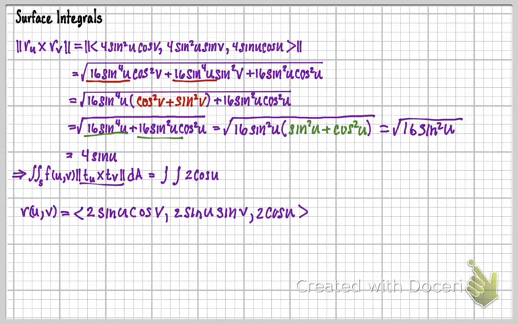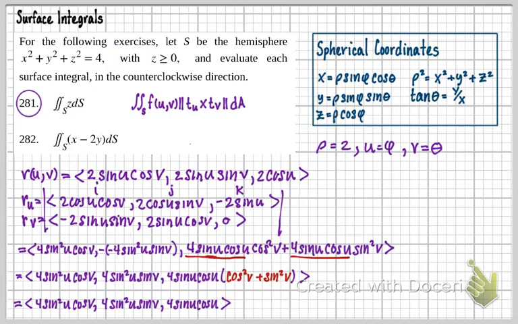And then my TU cross TV, the magnitude of that, that's going to be times 4 sine u. And then we're going to talk about now du dv. Now remember, my u was phi here, and we're talking about a sphere, but not the whole sphere though. It said the hemisphere. And remember, my z is greater than or equal to 0 here as well. So that means it's going to be above the xy plane.